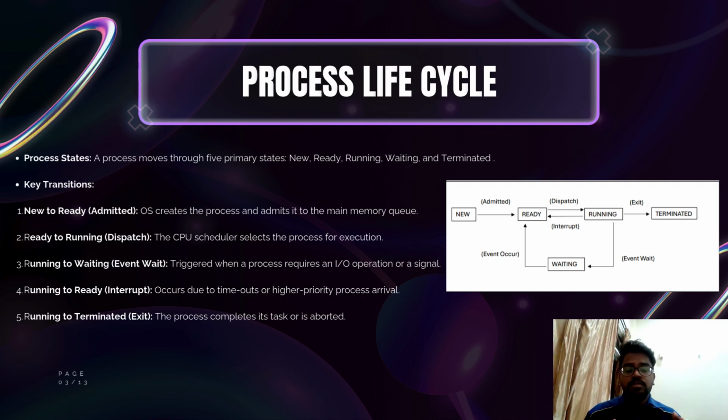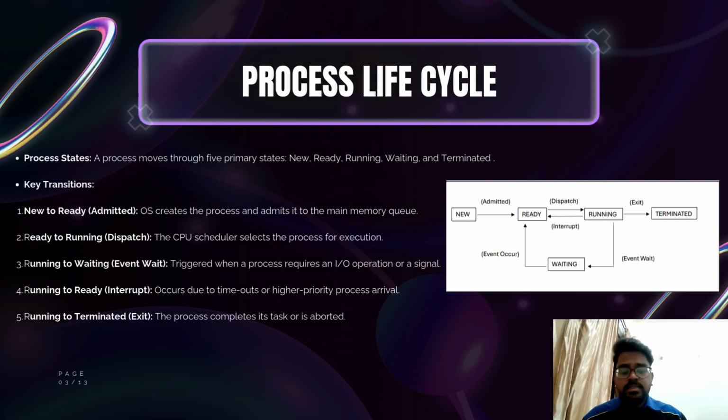Our team has focused on analyzing five primary states within the process life cycle, which are new, ready, running, waiting, and terminated. This cycle is critical because it ensures that system resources like the CPU and the memory are never wasted and that every process gets its fair turn to execute. So, let's walk through the five key transitions as shown in our diagram.